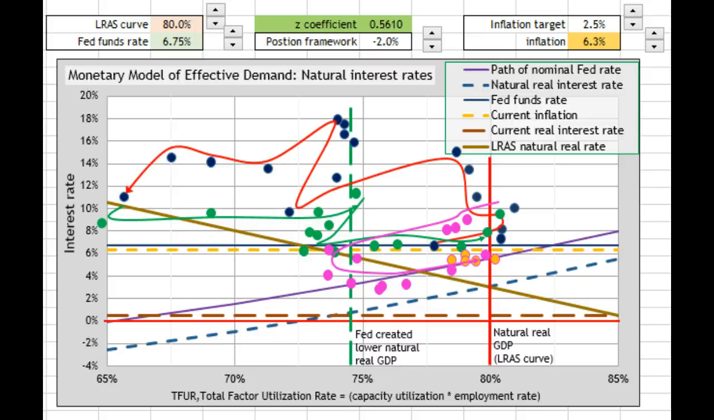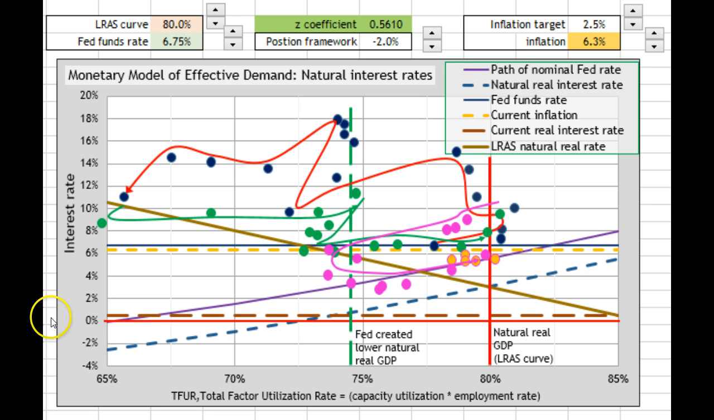And this is going to be maybe a really involved video because I'm going to show what you're looking at here: the Fed rate as it's moved through the Volcker recession and afterwards into the 90s. So what you see here is how the Fed funds rate moved from the late 1970s to the mid 1990s. And I'm going to be explaining what happened by using this monetary model of effective demand for natural interest rates.